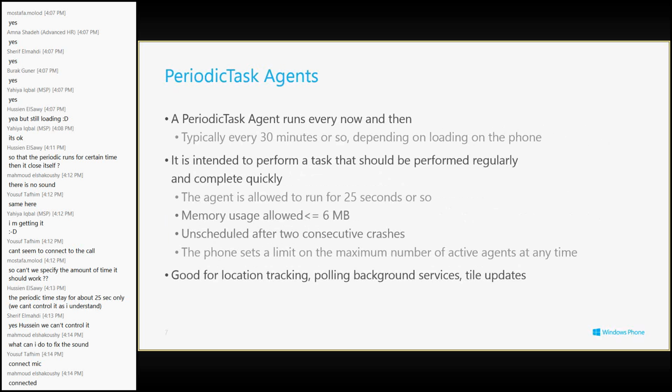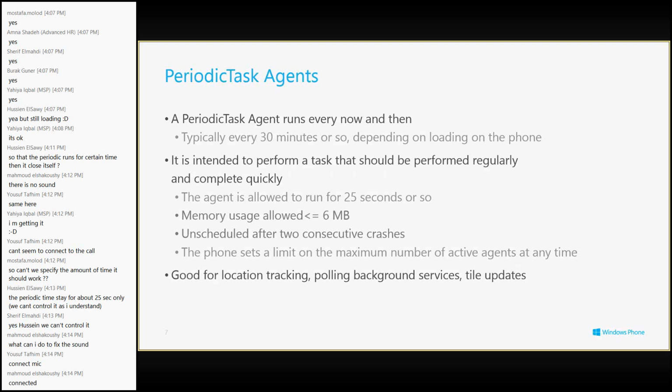So for periodic task agents, a periodic task agent runs typically every 30 minutes. There can be an uplift of up to 10 minutes if there's another agent taking more time. So do not expect that it would run at exactly 30 minutes. There can be a margin of up to 10 minutes for the next run, depending on the loading on the phone, or if there's anything working in the background.